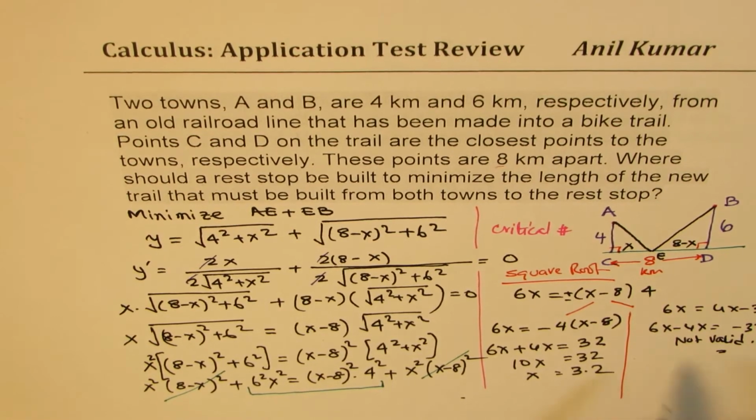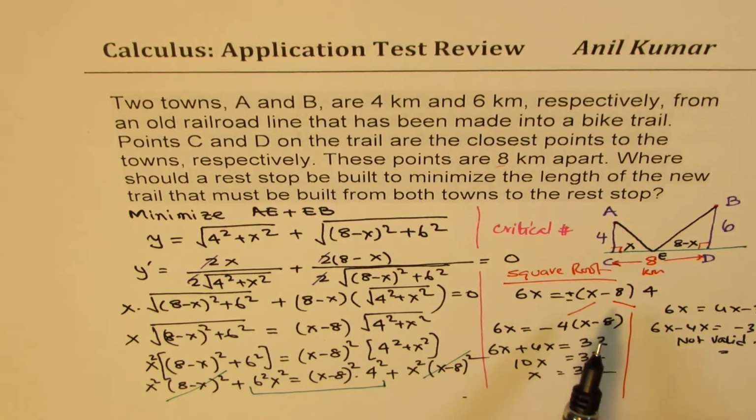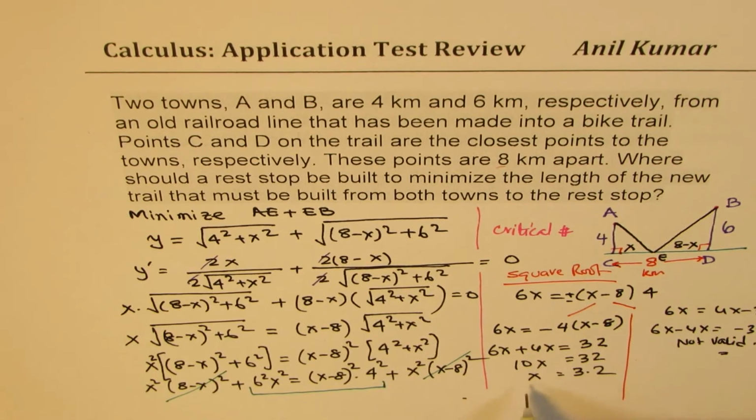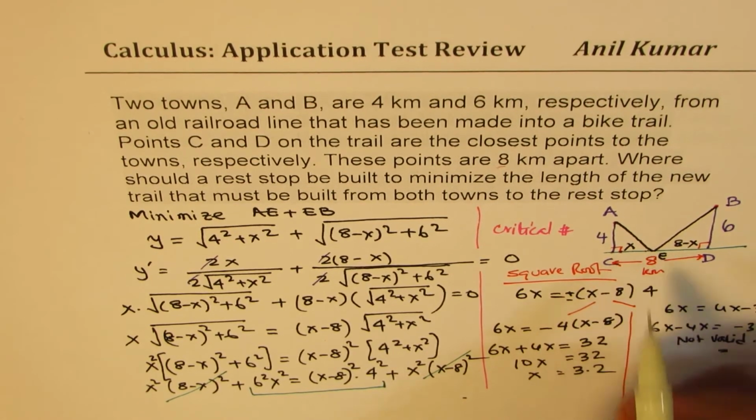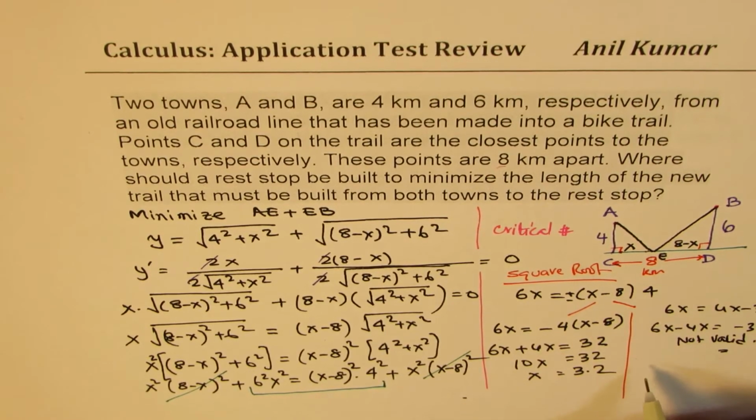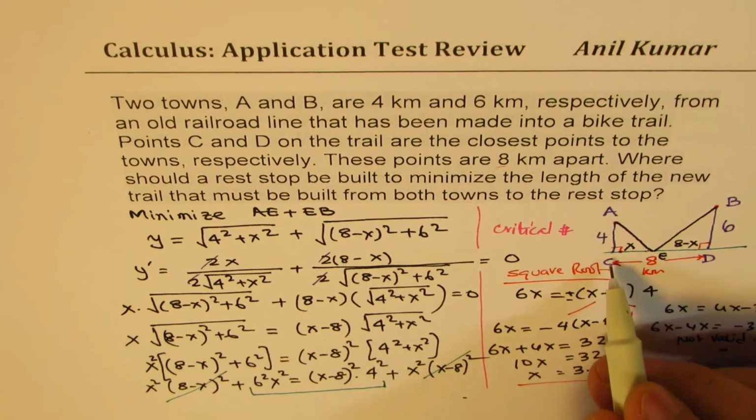Now many times you can get stuck if you do these kinds of calculations and you don't realize that square root means plus and minus. You get my point, right? So basically, you have to take care of that. So that's what I mean. So x equals 3.2. So this distance is 3.2. The other distance should be 8 minus 3.2. So you could now write that you are 3.2 away from C.